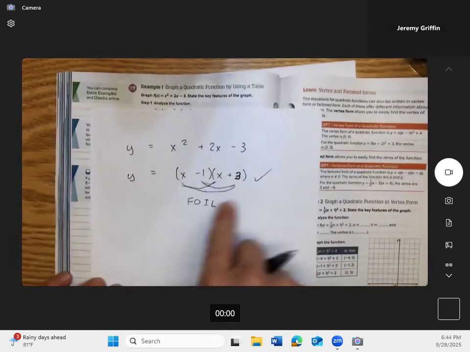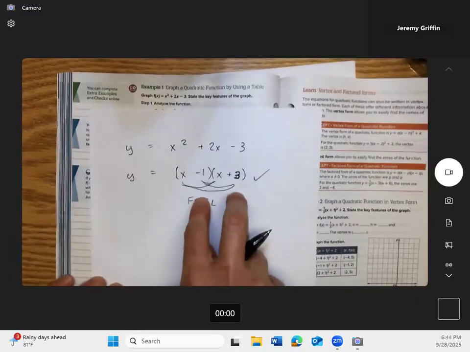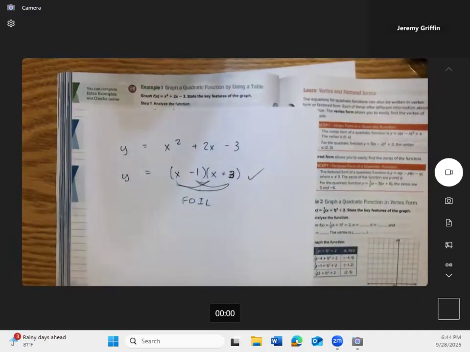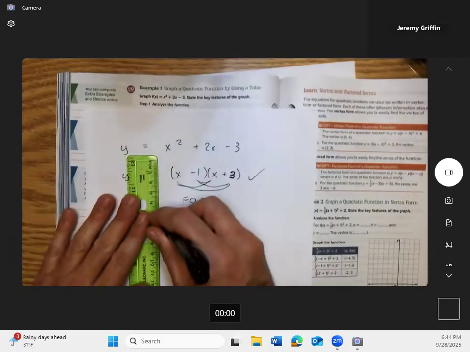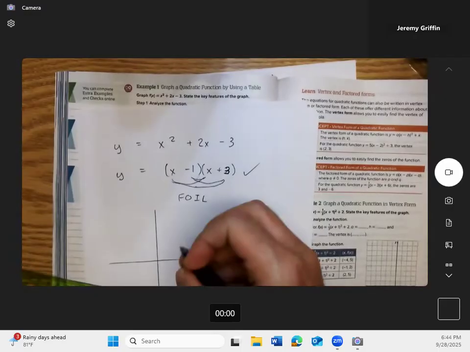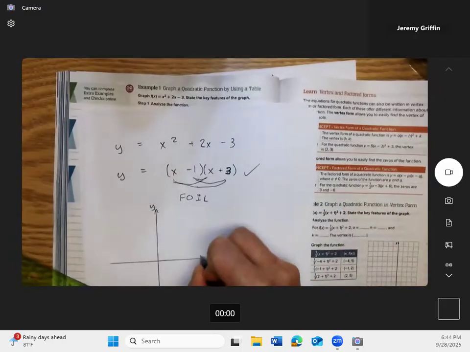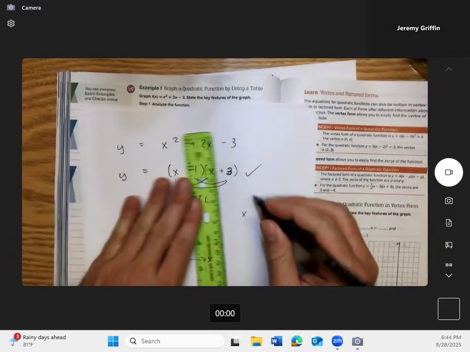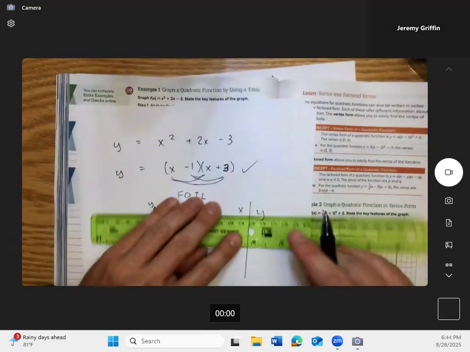And now that this is in factored form, maybe that's easier to work with, because in factored form I might know something. I can very quickly try to make an XY table again, X, Y, and I make some values.